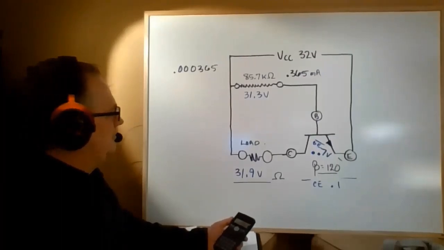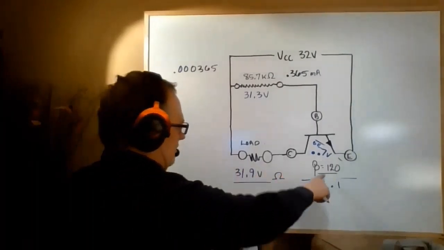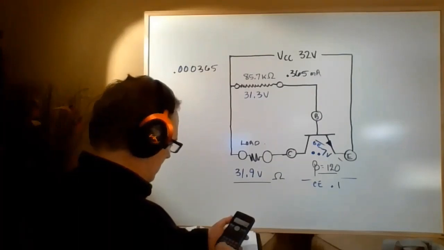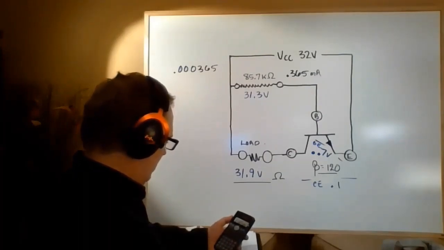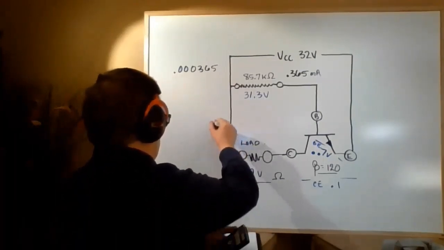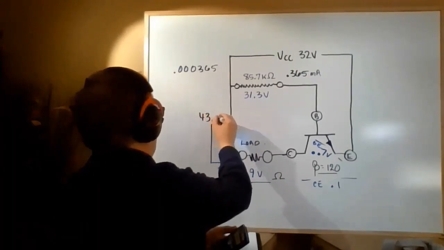Now what I'm going to do is take that right away and multiply it by the gain, because I know that my collector current will be 120 times greater than that. So times 120, and I'm looking at 43.8 milliamps. So this current here going this way, 43.8 milliamps.